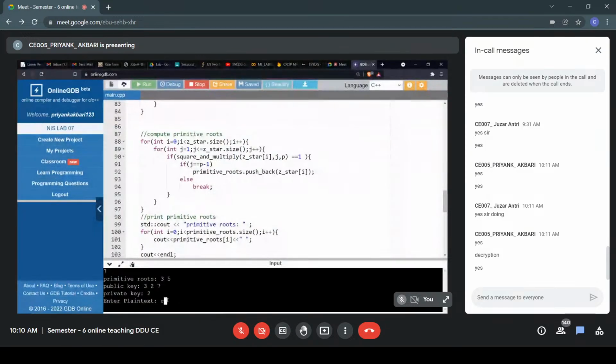Then I enter the plain text. The decryption part is left, but that encryption part is done. The ciphertext is 3 and 6, which is generated using that R, which is plain text. Okay, Priyank, good try. What about the other students?